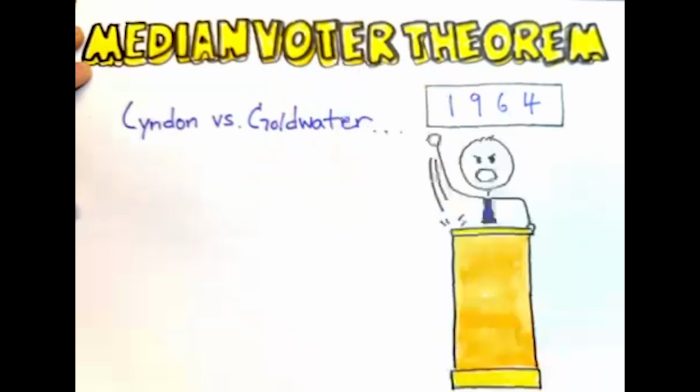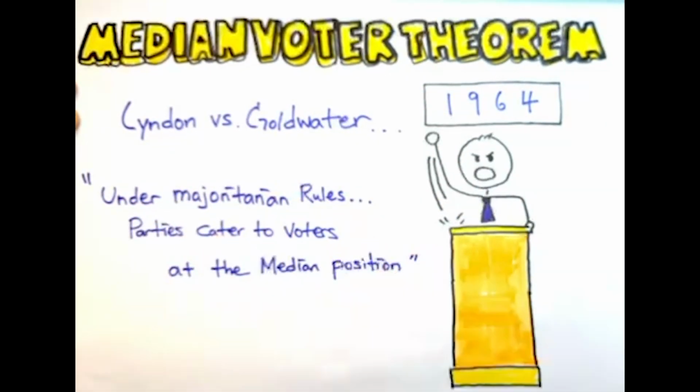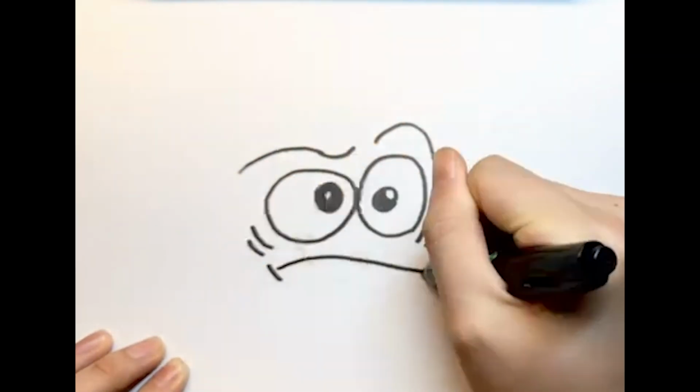Perhaps Goldwater should have paid more attention to the median voter theorem, which states that under majoritarian rules, competing candidates will move to the center of the ideological division and cater to voters at the median position when all else is equal. Now, I know you're probably thinking, what in the world are you talking about?